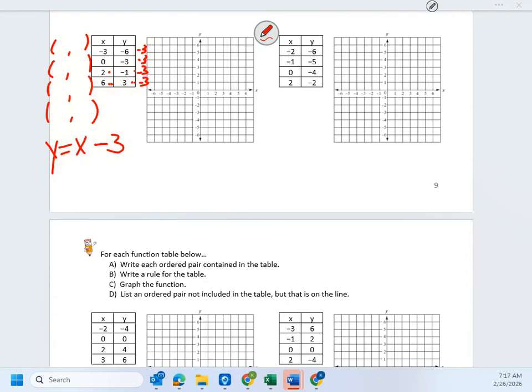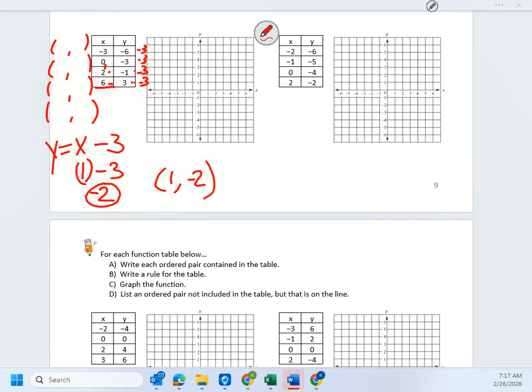Then you're going to say, what is an x that is not already listed on my function table? I don't see a 1 on there, so I'm going to put a 1 in for the x. 1 minus 3 equals negative 2. So my ordered pair would be a 1 for the x and then negative 2 for my y.